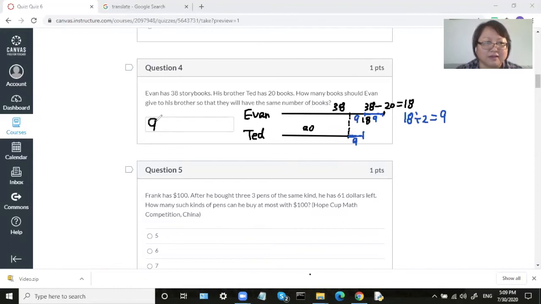Okay, so 9. So let's check it. Evan has 38. So then we give 9 to his brother Ted. So that equals 29. Brother Ted has 20 books, and plus 9 books from Evan, so it's 29 also. So then 9 is correct.